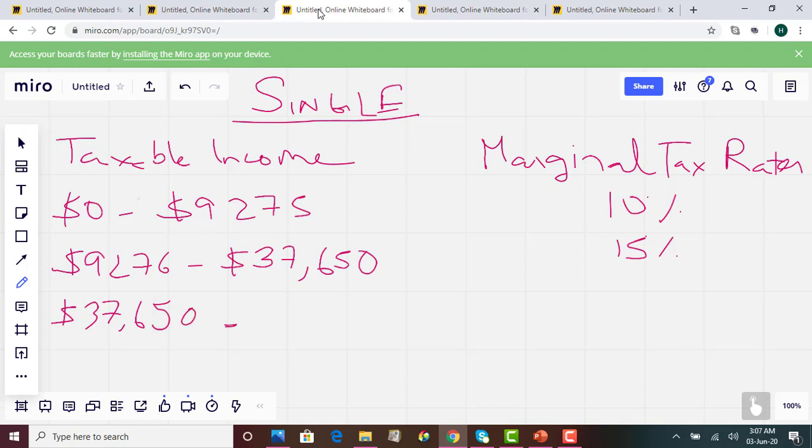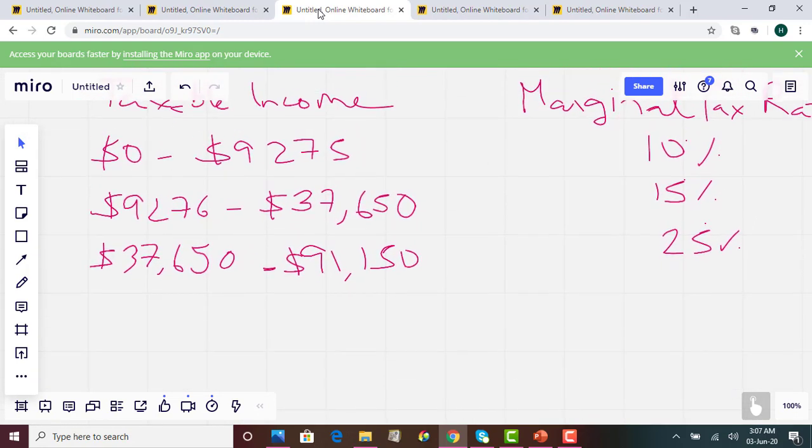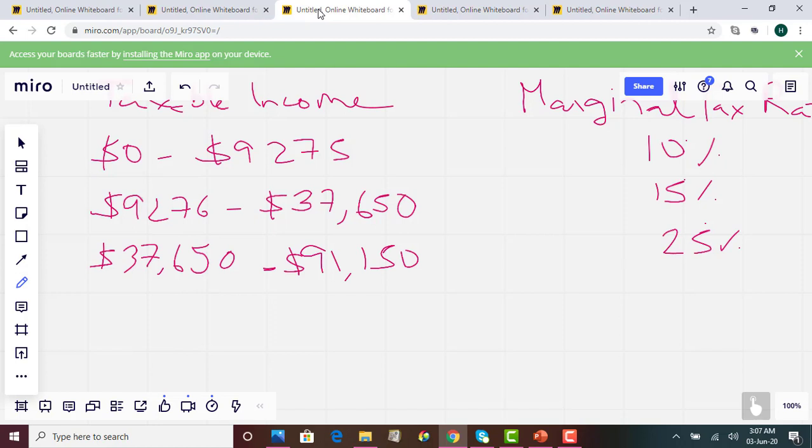37,650 to 91,150, your tax rate is 25%. Again, these will be given to you, but I am going to write it so that we can show you how you can use the numbers from this table to calculate taxes. Then we go to the next level, which is 91,151 to 190,150, and this is 28%.